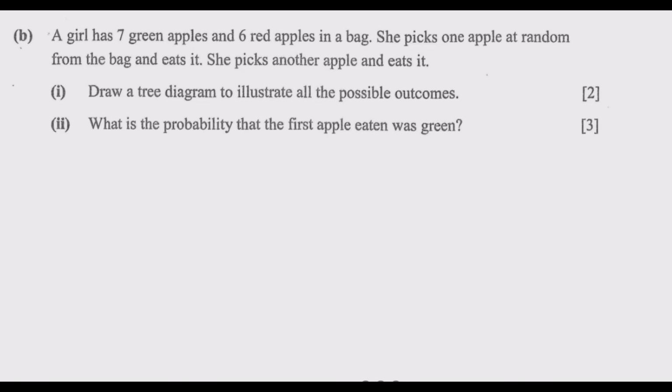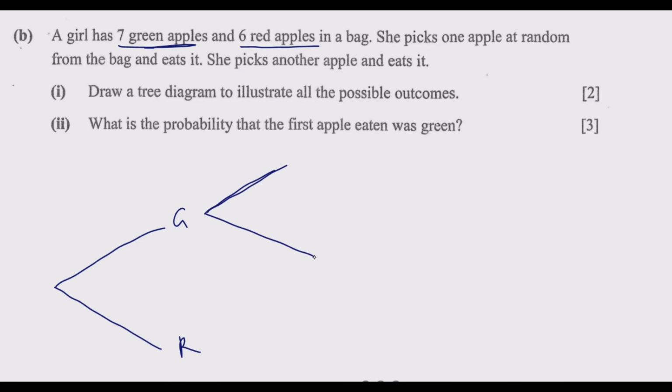Question number 2, what is the probability that the first apple eaten was green? Okay, so let us start with the first tree, because remember there are only 2 apples here. We have the green and the red apple. So let us say she picks green, then this is red. Then on the second one, again she is going to have 2 choices: green, red, green, red.